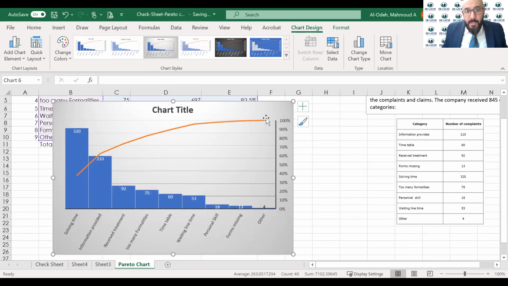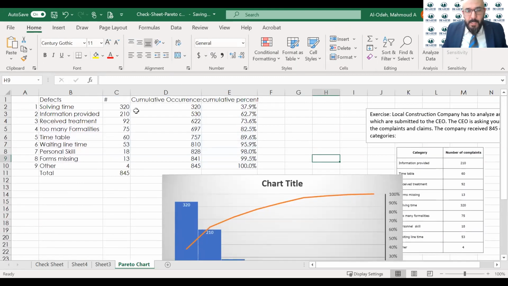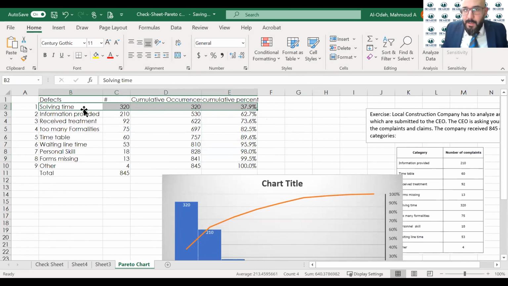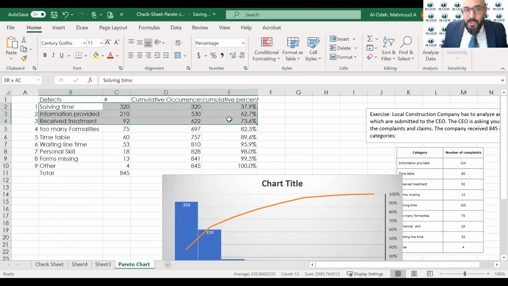And the percentage here, let's take a look at these percentages. What does that percentage mean? The percentage means if we solve these complaints, these defects, we will be able to solve 37.9% of the problem. If we solve the first two categories of defects, we will be able to solve 62% of the issues. If we solve the three types of defects, we will be able to solve 73% of the issue, etc.